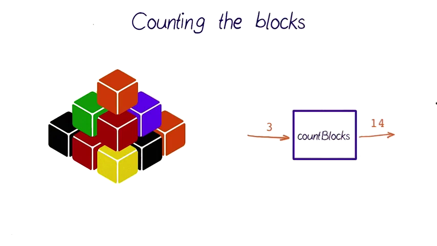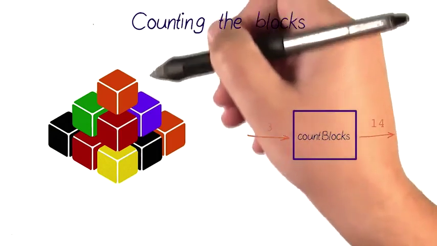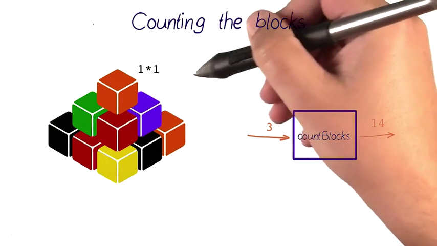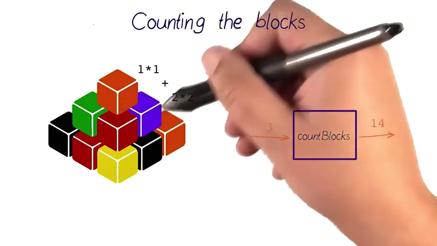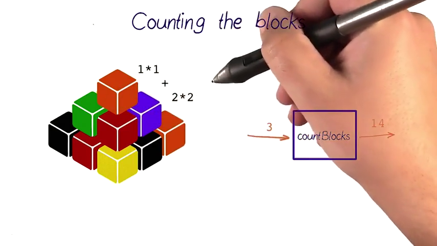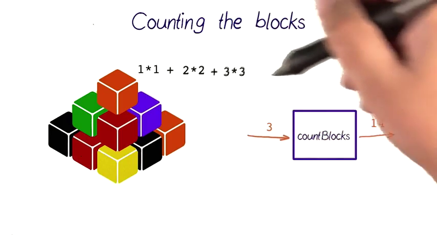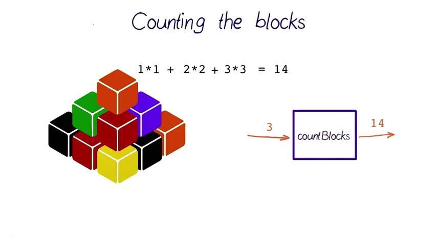The way it works is it adds the number of blocks for each level, starting with the first one, 1 times 1, plus the second layer, which is formed of 2 times 2 blocks, plus the third layer, which is made up of 3 times 3 blocks. Adding those numbers together gives us the value of 14, which is the output of this function.